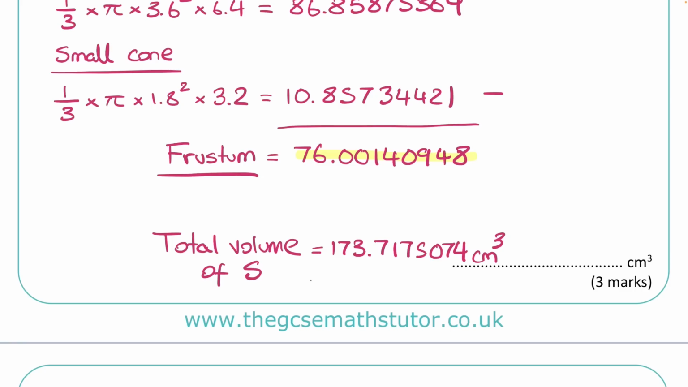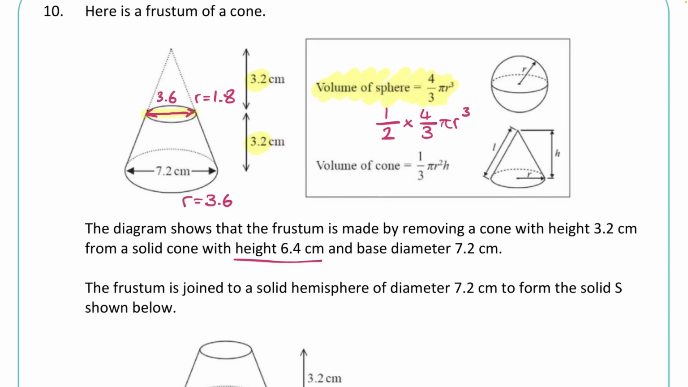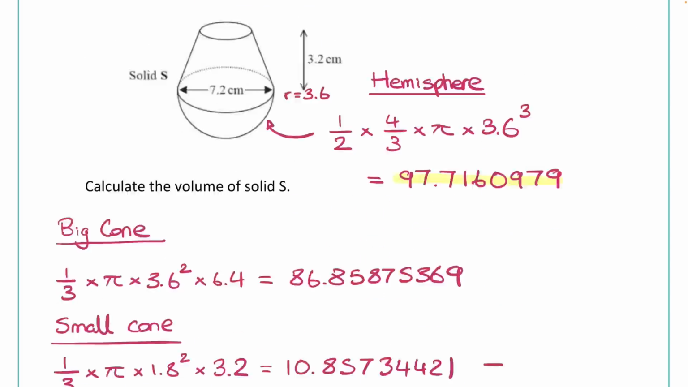If we did round it, it wouldn't be unreasonable to write 173.72 here, centimetre cubed, as beyond that it does start to get a little meaningless in terms of the volume, but the best answer you can give there is the fully unrounded version, unless you are asked to round your answer to a certain amount of decimal places. Okay, there we go. So there is the volume of S, and that was looking at cones and spheres, and in this case also a frustum.